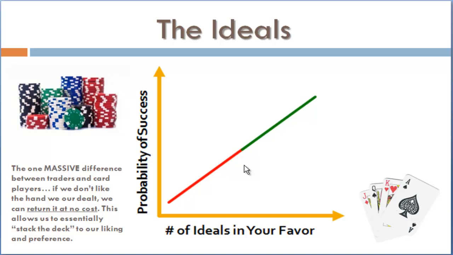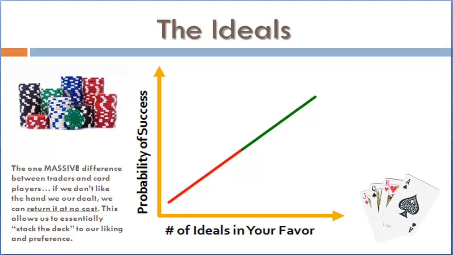The one massive difference, and this is I think pretty powerful, and I always think about it, the massive difference between traders, so us, and card players is if we don't like the hand we're dealt, we can return the cards at no cost. This allows us essentially to stack the deck to our liking and preference. So we can literally stack the deck. Unlike a poker player, they're dealt a hand of cards and then they're stuck with it. They have to go with whatever they're given.